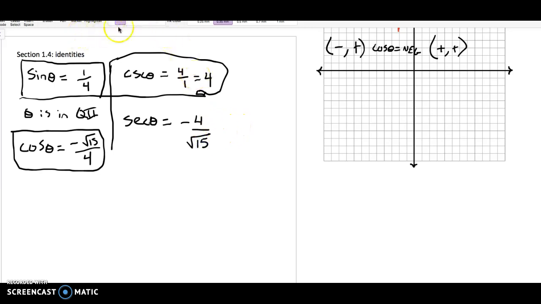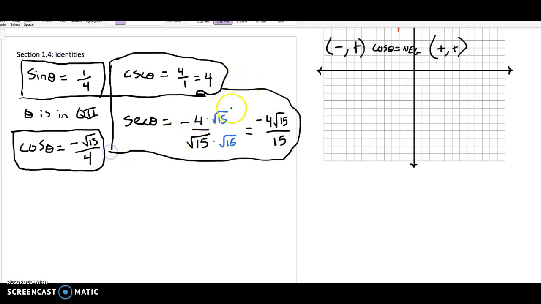This is my answer. Well, I do want to rationalize the denominator, so you always want to do that. So I'll really quickly do that. Super easy to do. All you do is multiply top and bottom by the square root of 15. So the value of secant of theta is negative 4 root 15 over 15. Okay, so now I have that one as well. And I'm just using identities to get these answers.